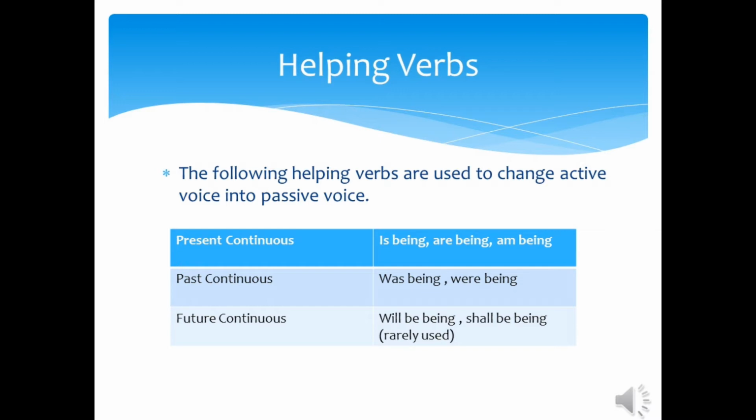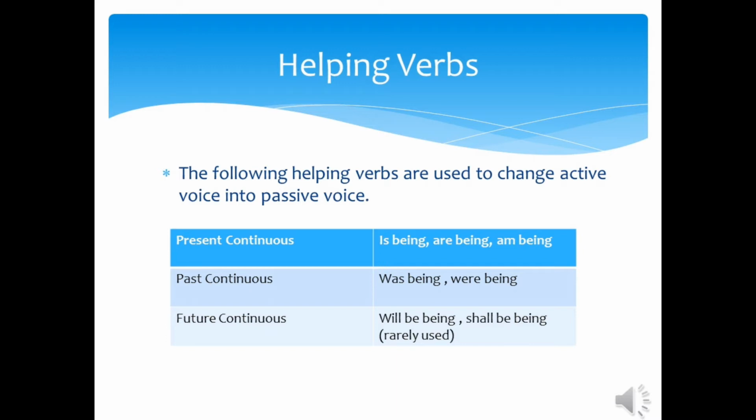Now, first of all, I would like to read the table in front of you. You must have read that it is written present continuous tense. In present continuous tense, is being, are being, am being is used. In past continuous tense, was being and were being will be used. And in future continuous tense, will be being and shall be being will be used.